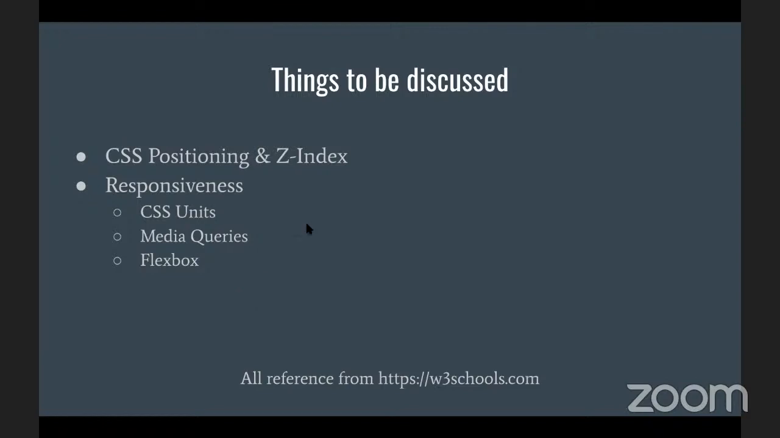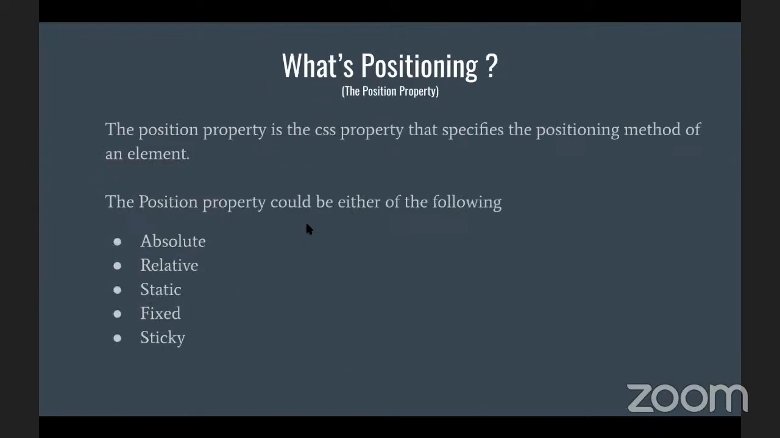So what is positioning? Basically, the position property in CSS. How CSS works, you have properties and you have values. The position property specifies the positioning method of an element. There are basically five types of position values in CSS: absolute, relative, static, fixed, and sticky.